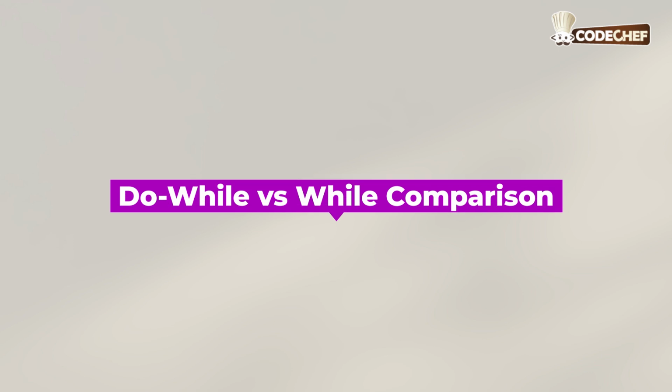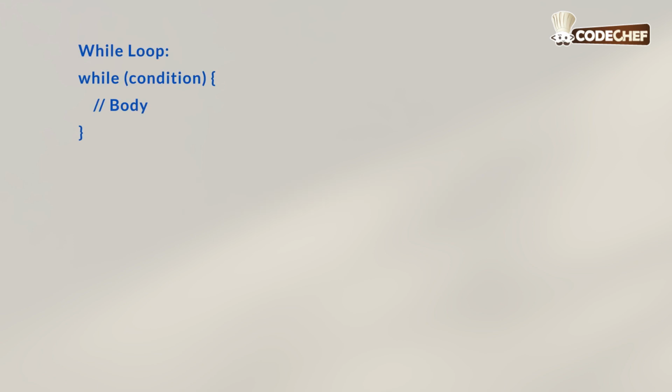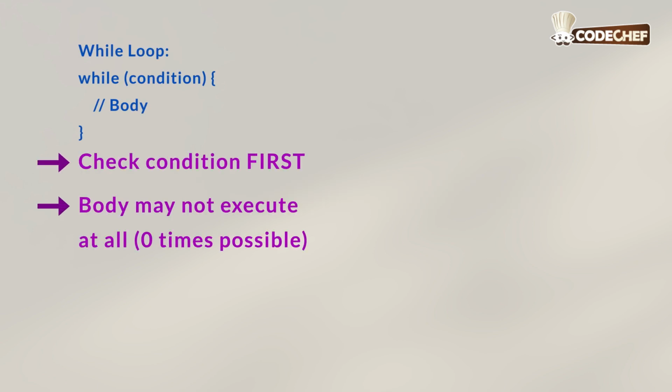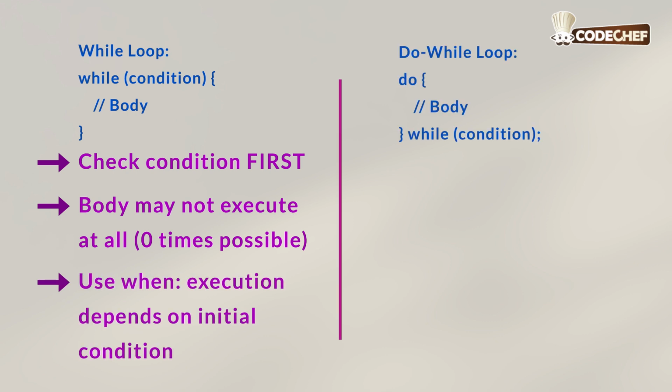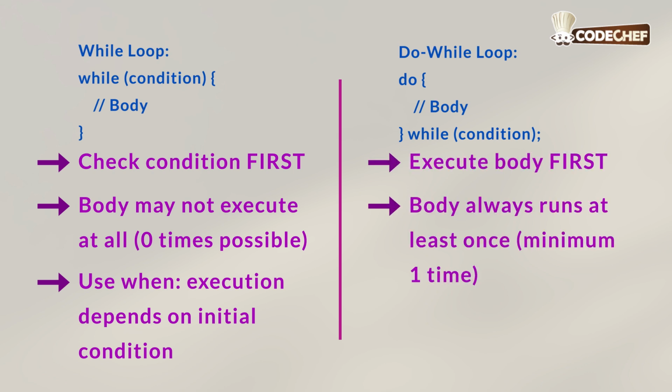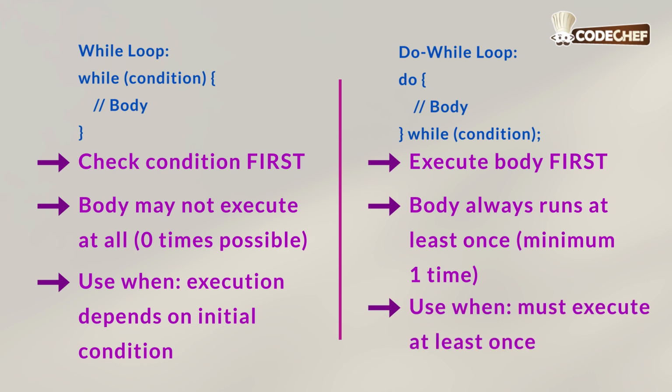Let's compare do while loop with while loop to understand when to use each. Here, as you can see, is the syntax of the while loop, and it checks the condition first. The body may not execute at all, so use it when execution depends on the initial condition. Whereas the do while loop, here is the syntax for the same, and it executes the body first. The body always runs at least one time, which is guaranteed, so use it when you must execute at least once.